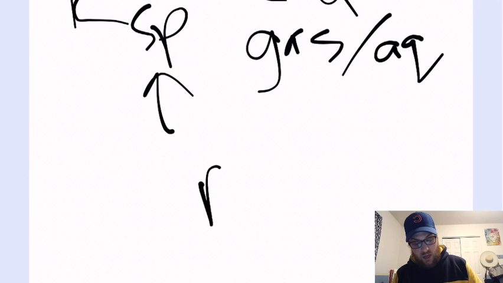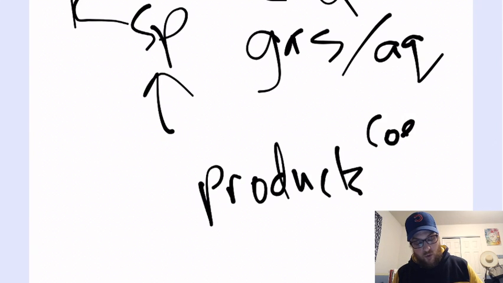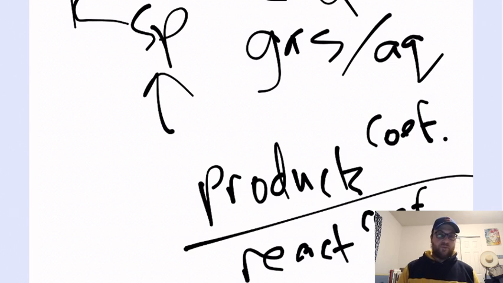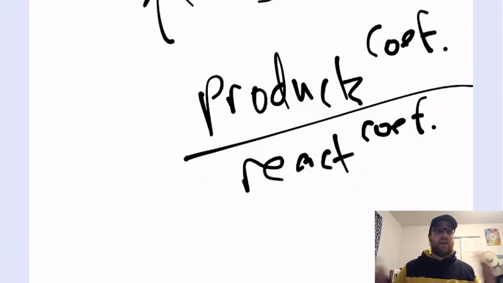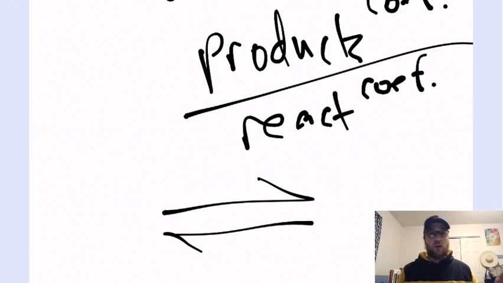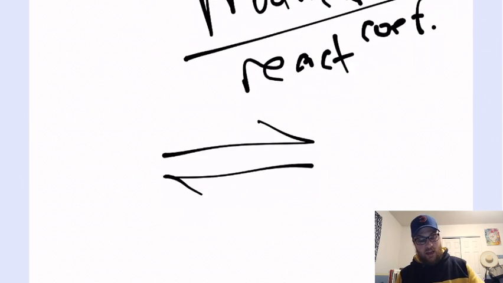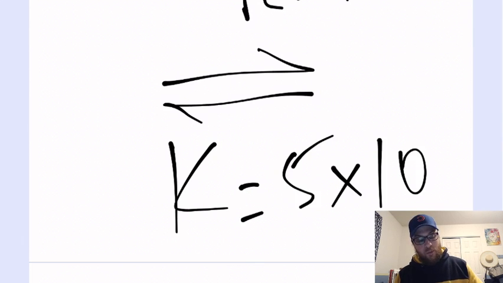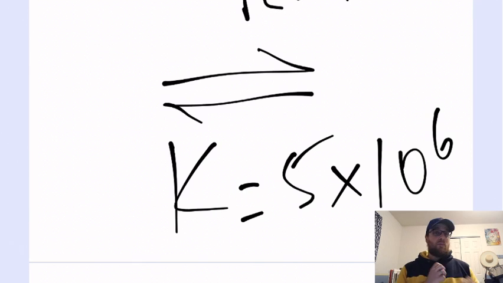And that is when you take all the products and you raise them to the power of their coefficients divided by the reactants raised to the power of their coefficients. Okay? So that's big K. Big K is equilibrium. Big K is when the reaction is reversible. Big K will be given to you in some way, shape, or form. And it will be unitless. So that's a big indicator.